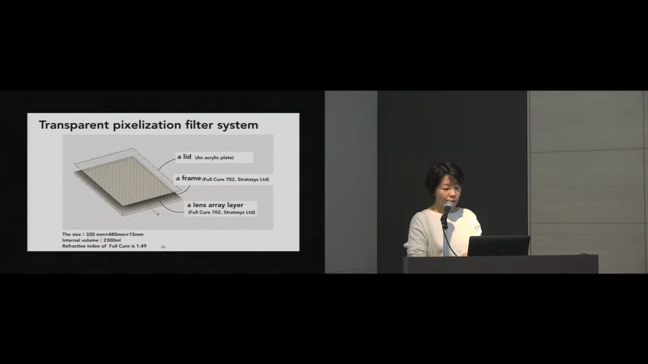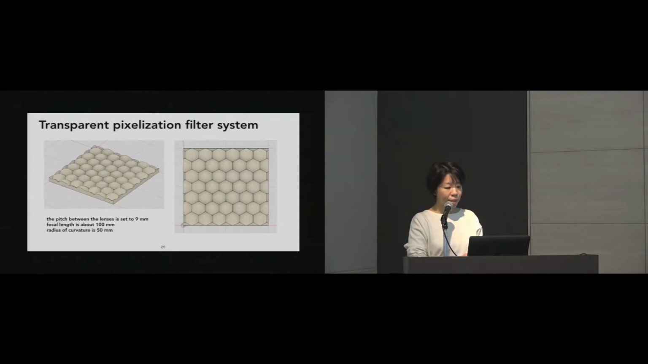The transparent pixelization filter is composed of a lens array layer, a frame, and a lid. The lens array layer and the frame are modeled with a 3D printer, and the lid is adhered from the top. A transparent material having a refractive index of 1.49 is used as a resin material for the 3D filter. An acrylic plate is used as a lid material. The size of the filter is 480 mm by 320 mm. The frame height is 50 mm. A hole for the tube connection is drilled into the lower part of the filter.